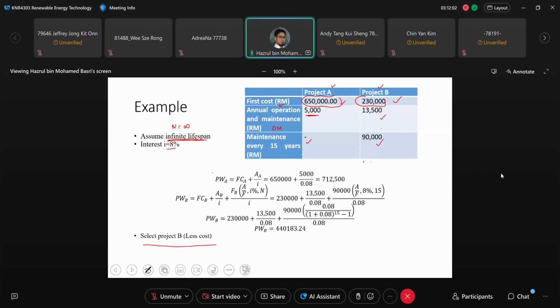If you have several projects, you would see which of these projects will give you the best present value. So in this case, we calculate the present value.